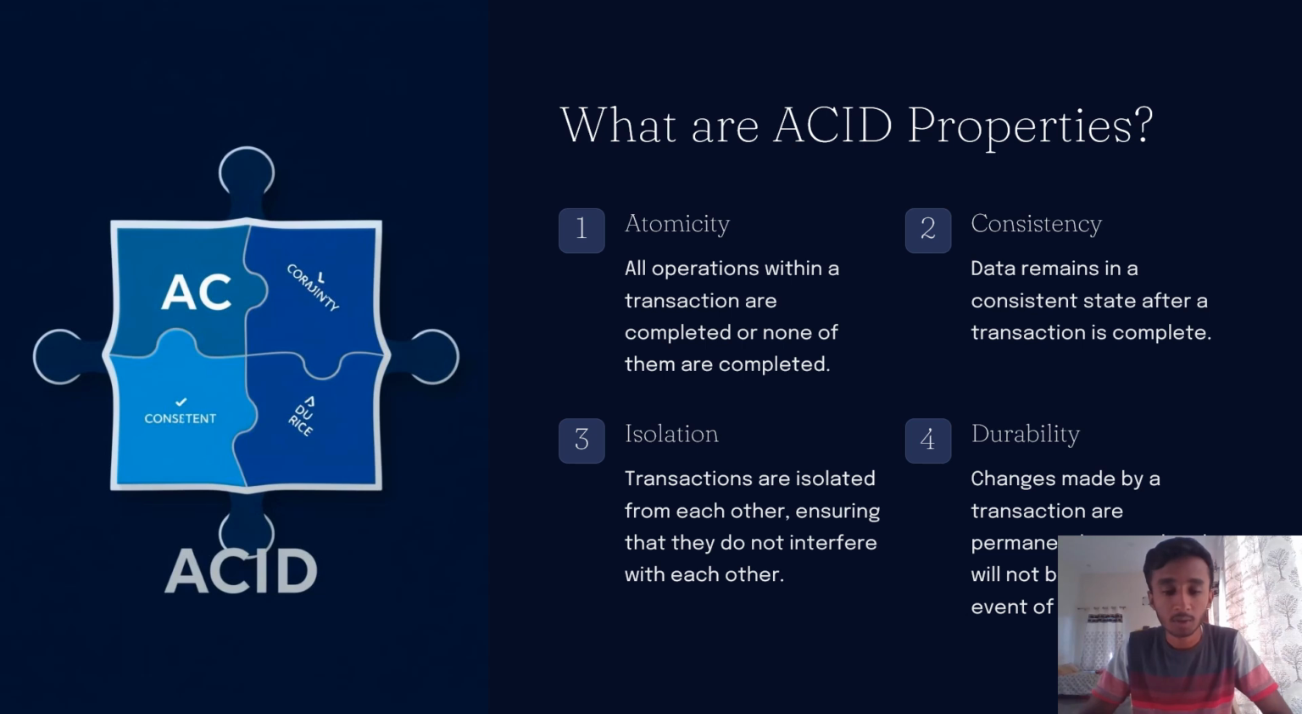The first one is atomicity. A stands for atomicity in ACID, where atomicity determines that all operations within a transaction are completed or none of them are completed. This ensures 100% reliability, efficiency and accuracy of the work being done, or else no work is done.